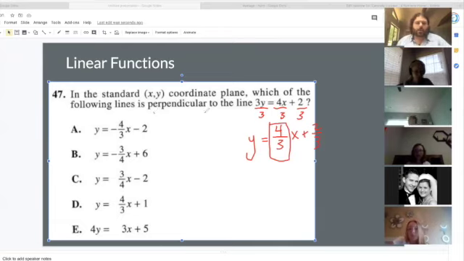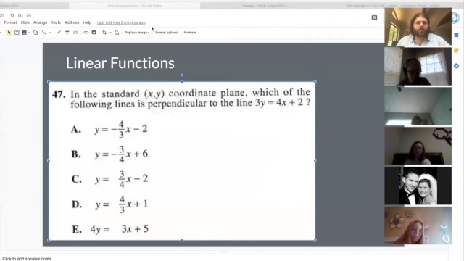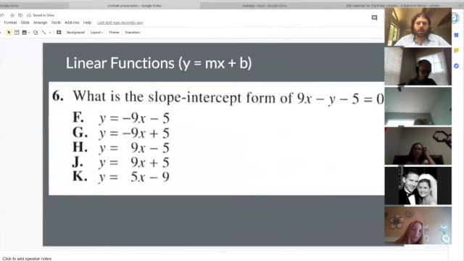If we're doing perpendicular lines, it can't be the same slope. So it can't be D, and it can't be E because E's 3/4. So what is the actual slope going to be of a line that's perpendicular to this? -3/4. So it's going to be answer choice B. It's the only one with that slope. Okay? Just remember, solve for y. Once you're done, just copy the slope and go from there.